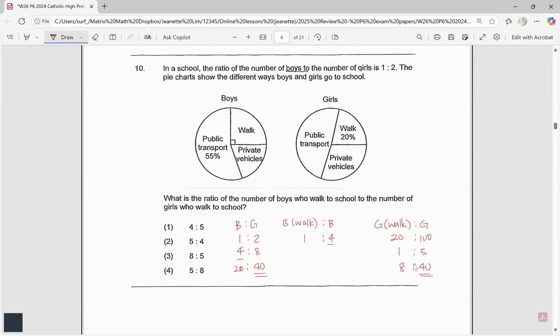Okay, so now that the number of boys changed to 20, right? We have to change the other ratio to 20 as well, so that they are the same. Now it times 5. Okay, then we get this. Now that the common bases are all the same, we can say that the boys that walk to school will be 5 units, girls that walk to school will be 8 units, so 5 to 8. Option 4.